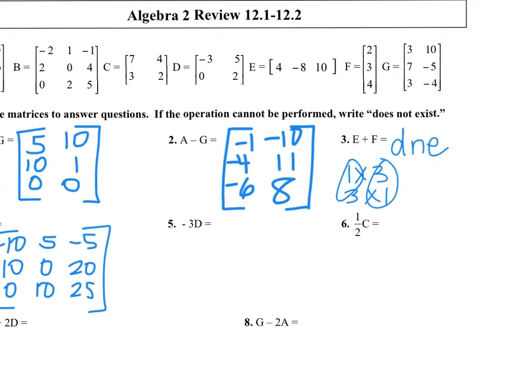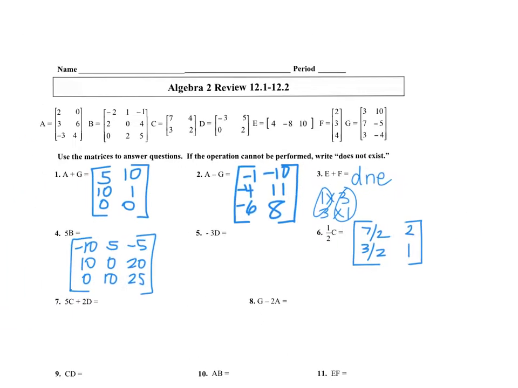Half of C. So take 1/2 and multiply everything, and you can leave your fractions if you want to. So 1/2 of 7 is 7/2, or 3.5, whatever you prefer. Half of 4 is 2. Half of 3 is 3/2, and half of 2 is 1. Any questions so far? We're doing pretty good, right? This is the easy part of matrices, adding and subtracting.